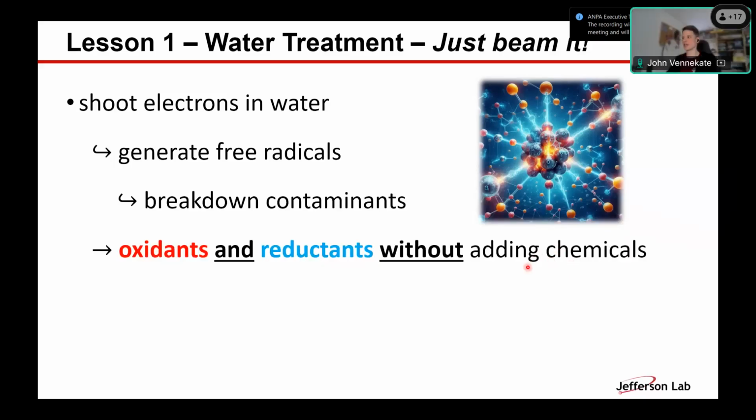These additive chemicals you bring in there, all they do is also supposed to, on a chemical level, generate these free electrons to react with your water. But in this case, you can directly generate the free electrons using a particle accelerator.